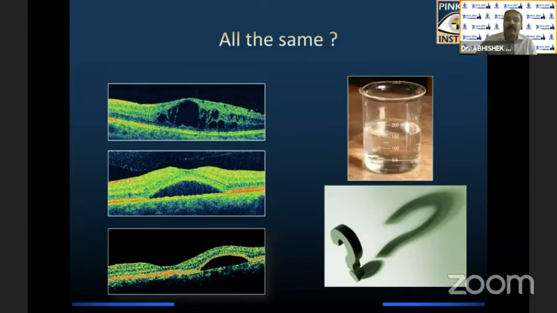Now, fluid in the retina is present in so many pathologies. Is all fluid the same: intraretinal, subretinal, and sub-RPE? When you look at the OCT data, it presents your retinal volume. It does not separate subretinal fluid from intraretinal fluid. It just gives you a total volume. But you all know that it has different implications.